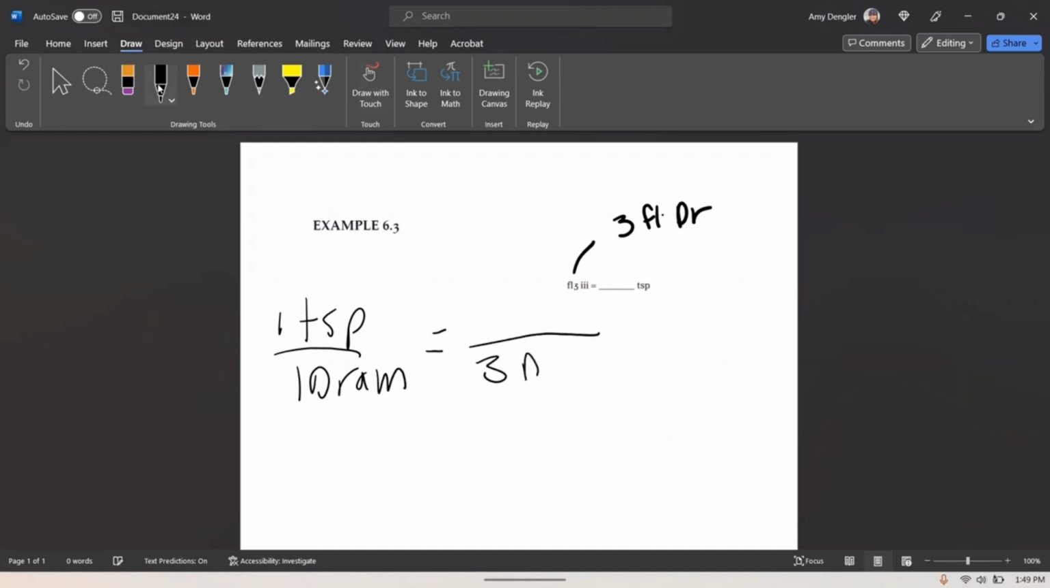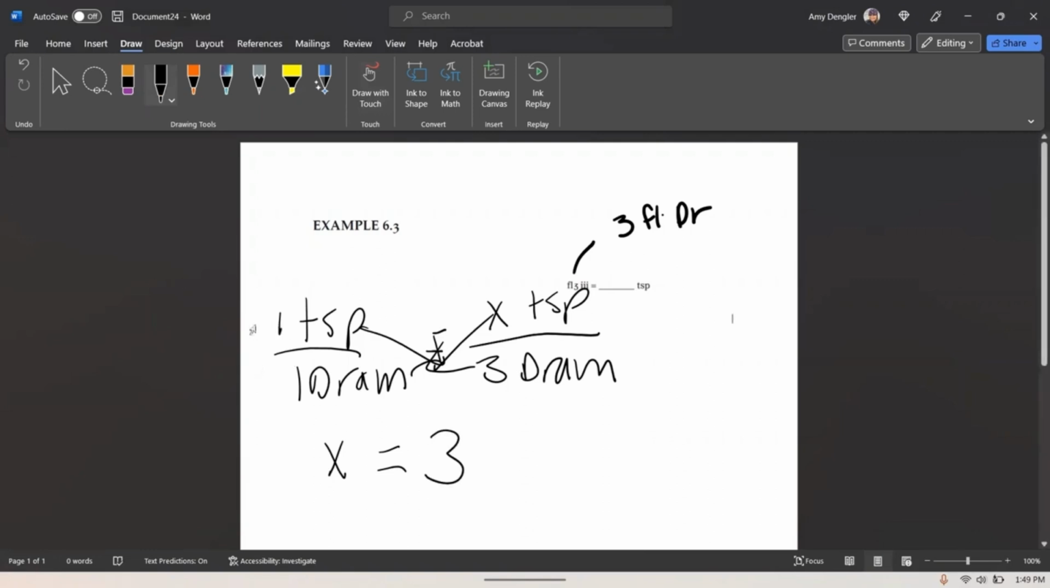And we have 3 drams here. How many teaspoons? So we would do 1x, which is just x, and then 1 times 3, which is just 3. So our answer is x equals 3, and that makes sense because if we have 2 of the same numbers on this side, we have to have 2 of the same numbers on this side. And we do, so our answer is 3 teaspoons.